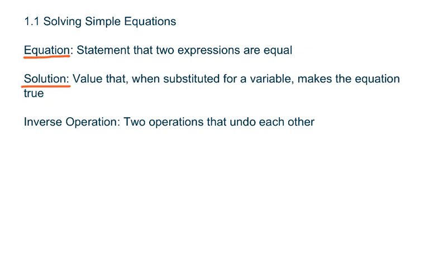And then lastly, the third vocabulary term is inverse operation. Inverse operations are two operations that undo each other. Something like plus and minus. Adding and subtracting undo each other. They are inverses. Or we could have multiply and divide. Those also undo each other. So there's two main sets of inverse operations that we're going to be working with, at least for the time being. So just keep those in the back of your mind. We will be using those a lot.